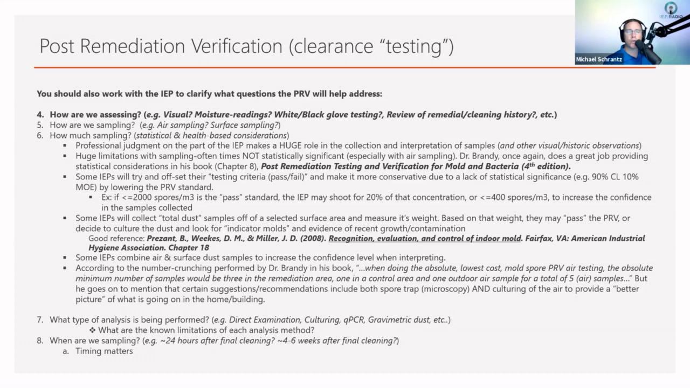Gravimetric dust is more just looking at total dust count. The best way to learn more about that is to read the Green Book by the AIHA. That's Recognition, Evaluation, and Control of Indoor Mold. That would be the one that I've referenced right here. Chapter 18 gets into that whole thing. But that's important because what does testing for the total weight do? Is it really telling you about exposure, or is it more addressing the cleanliness question? I think it's the latter. It's a measure of cleanliness.